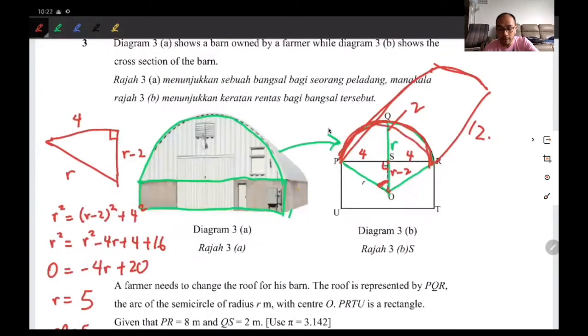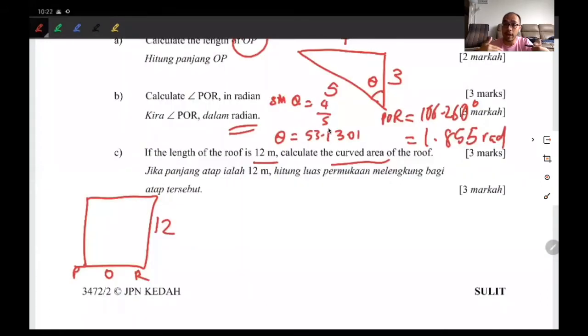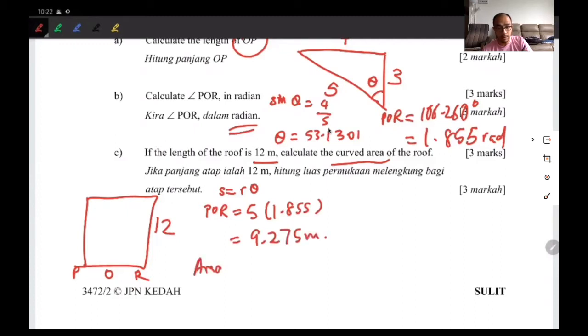Can we find the length of this POR? Can, because you already have the angle, and you also have the radius. So POR, we use S equals R theta. R is 5, and theta is 1.855. So 5 times 1.855 equals 9.275 meters. So the area will be 9.275 times 12. Okay, we'll give you 111.3 meters squared.